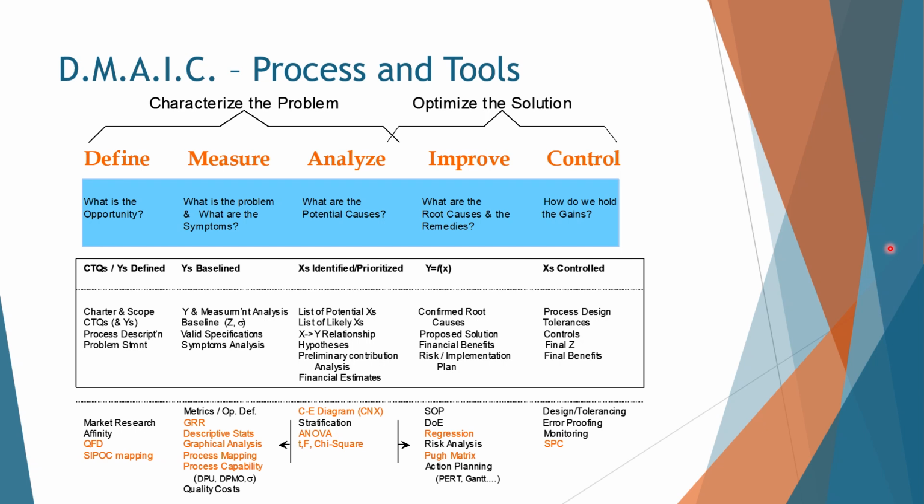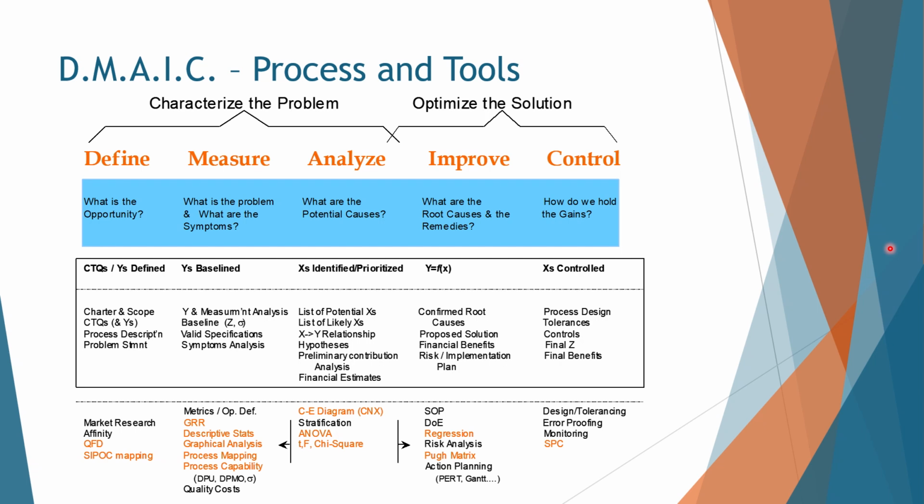And then when you optimize the solution, you do that in improve and control. For improve, what are the root causes and the remedies? That's where you create your improvement plan. And then control, how do we hold the gain so people don't go back to the old way of doing things, right?